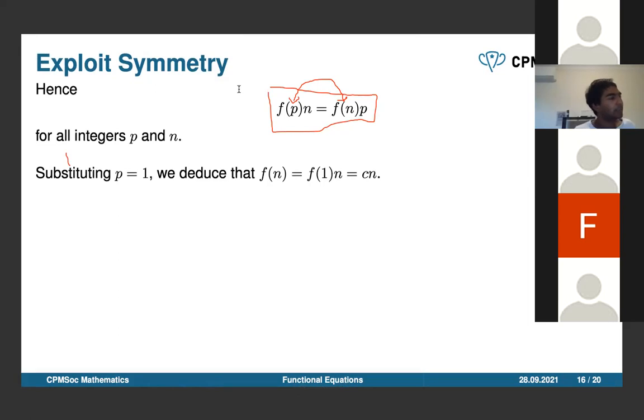We can do quite a simple substitution here by just putting p = 1. So p equals 1, and we just have f(n) on the right, and on the left we have f(1n), and we have cn. So this gives us that f is a linear function, a constant times n, where the constant is some integer c.